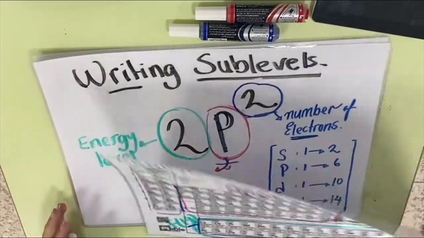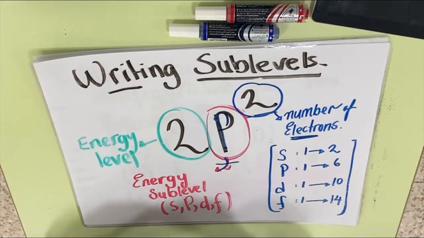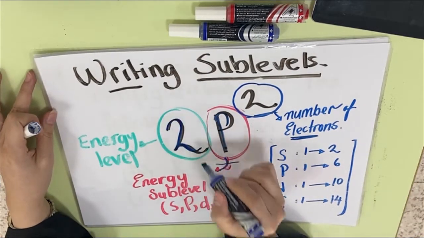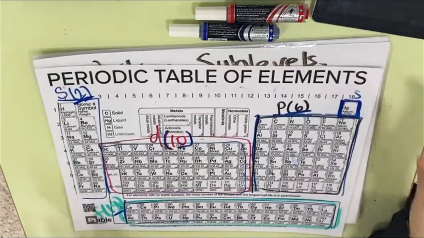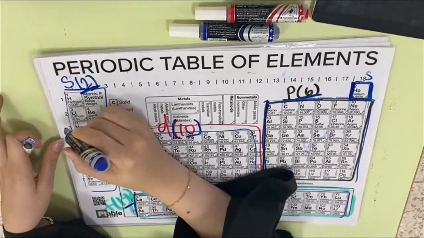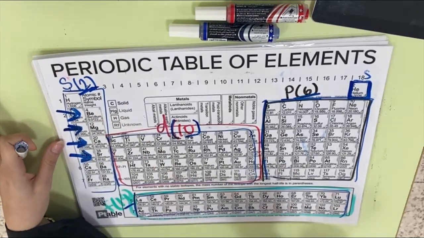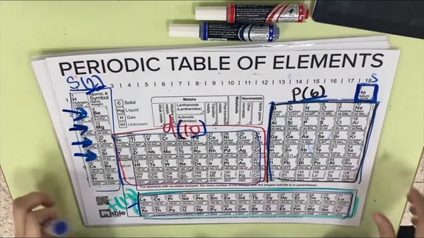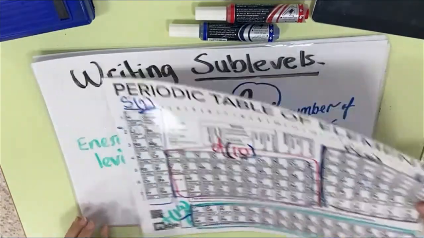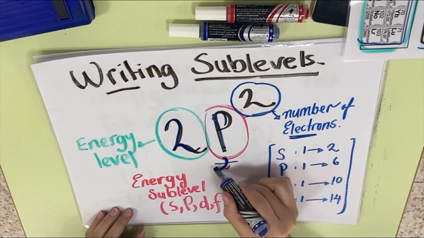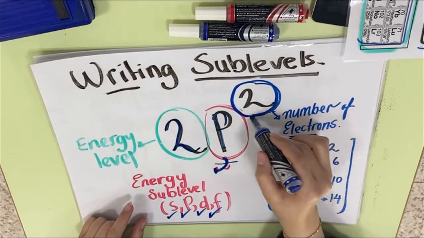Let's take a look at how we can write the sublevels that will tell us how to write electron configurations. 2 is the energy level. What do I mean by energy level? Let's take a look at the periodic table. The rows of the periodic table, the periods, are the energy levels. Okay, let's keep this information in mind. And then we have the energy sublevel, S, P, D, and F. And finally, the number of electrons at the top.